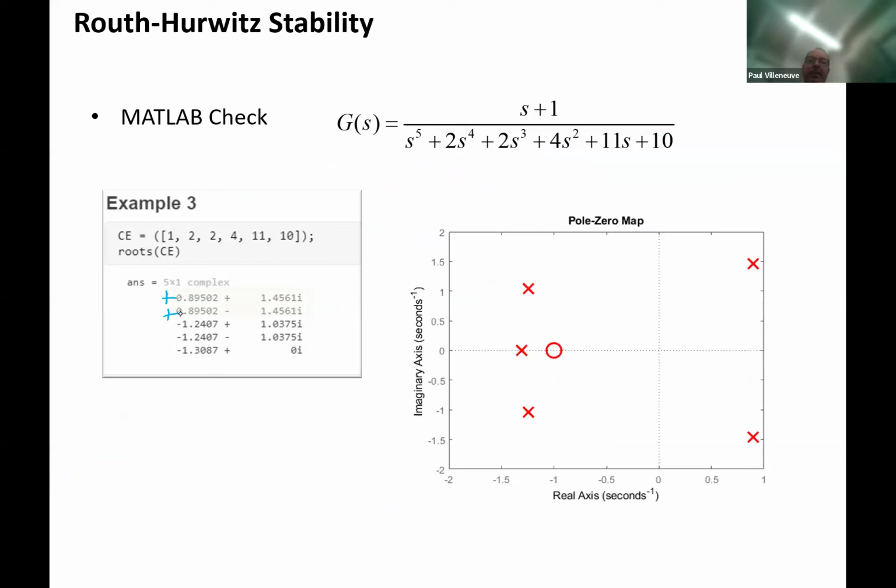And here's the pole-zero map. Let me get this out of the way so you can see those two poles in the right half plane.